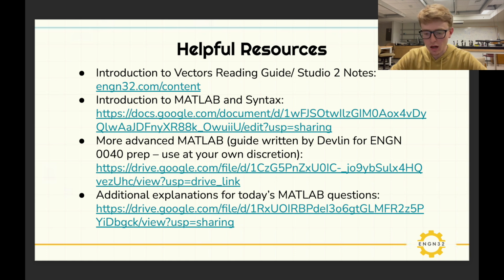Last thing, there's some commented out code from what we did in this studio today. And so you can access that right here at this link that says additional explanations for today's MATLAB questions. You can access the additional explanation and comments there, okay?